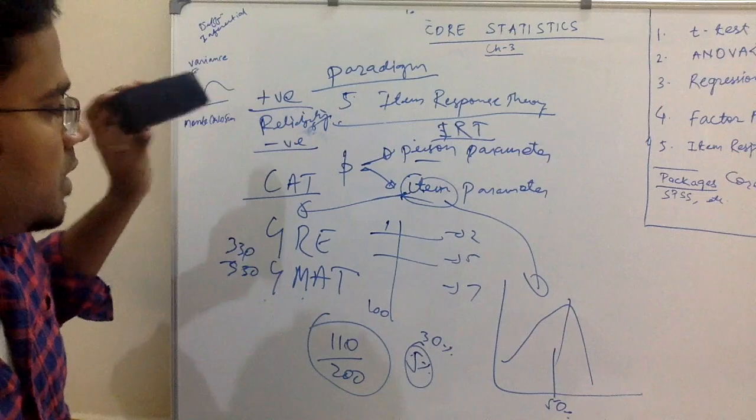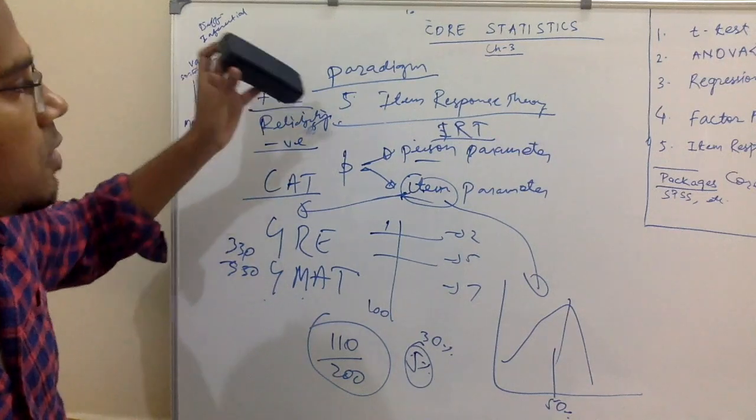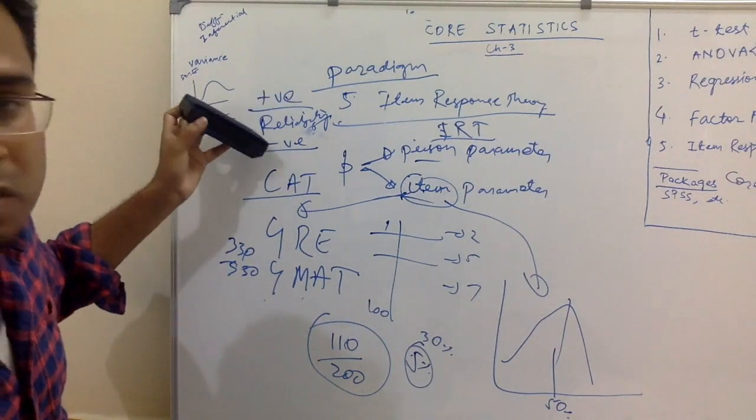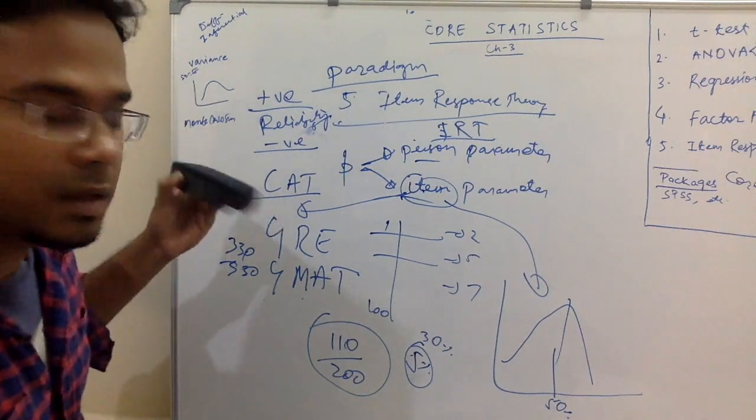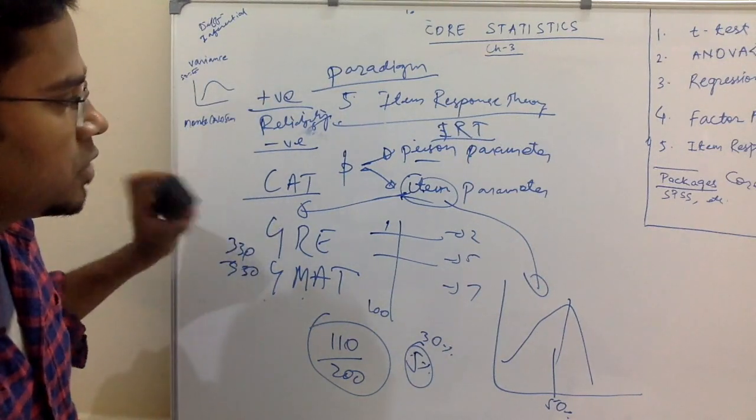So they'll ask what it is, why it is used, because to ensure reliability. And they can also ask the same question in a different manner, the positive and negative aspects, or where it is used: GRE, GMAT.